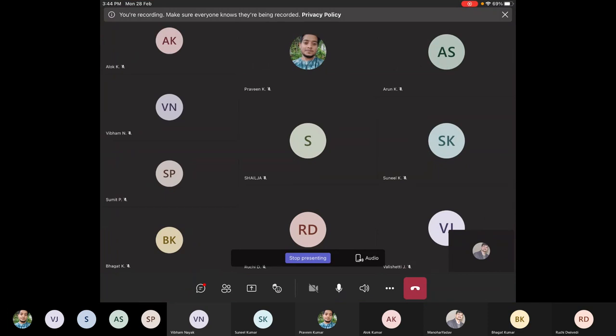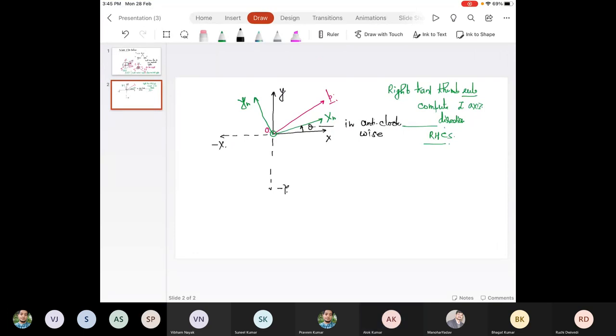I hope you can see the shared screen. Yes, sir. So rotate it anti-clockwise by angle theta. Now, if we represent this vector OP over here, it can be represented in the form of, let's say, a row matrix or row vector. So it's x1, y1. This is the coordinate, and it is in the xy coordinate system. Convert it into the X new and Y new coordinate system.